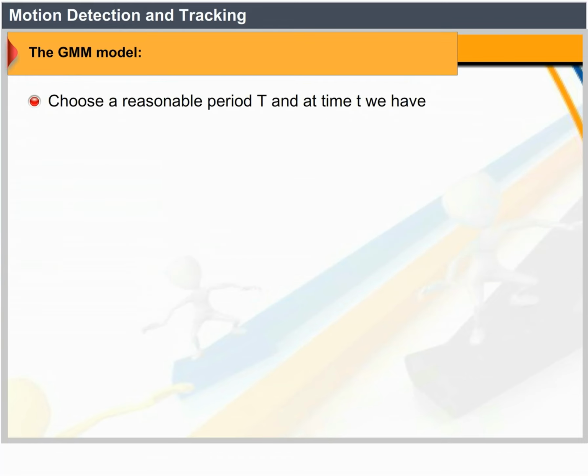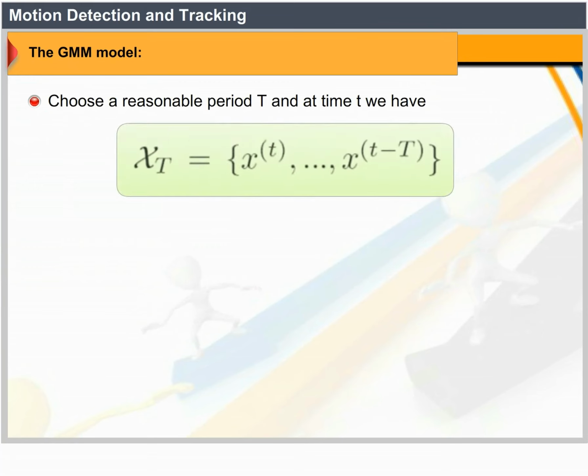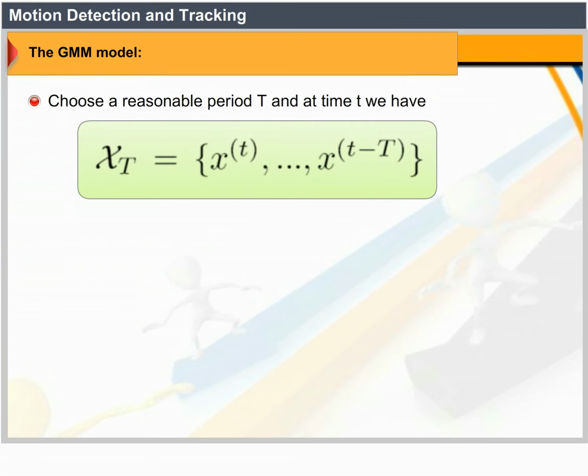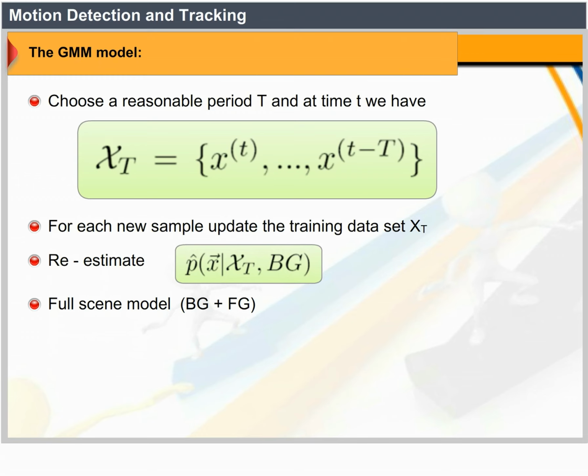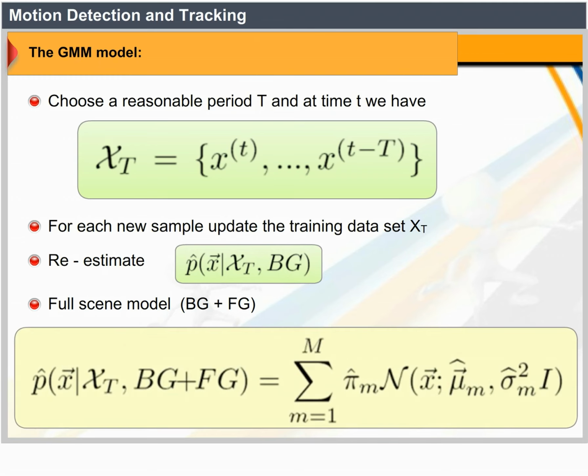Choose a reasonable time period T, and at time t we have chi t equals x to the power t going up to x to the power of t minus T. For each new sample, update the training data set chi t. Re-estimate p cap x vector given chi t, background. The full scene model of background plus foreground is shown in the equation on screen.